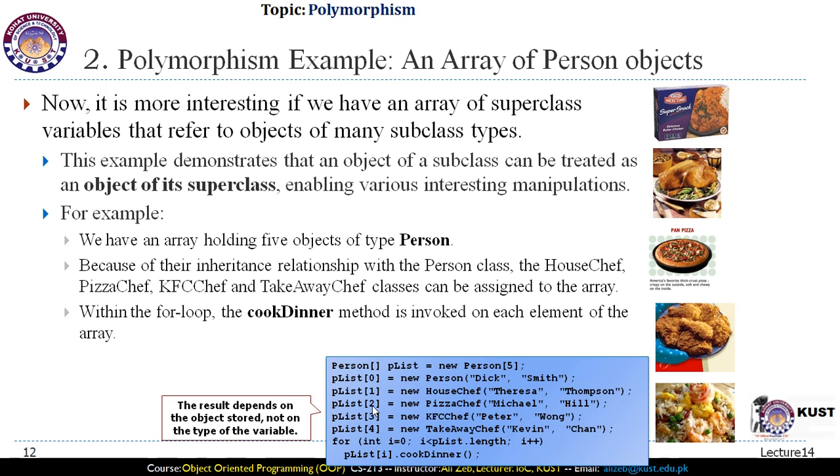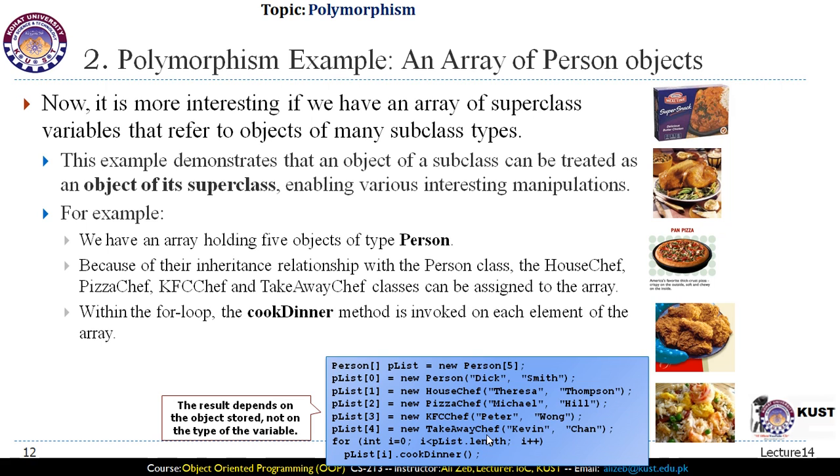And the reason for that is the object of the subclass is an object of the superclass, and we can hold the objects of the subclasses in a variable of the type of the superclass, which in this case is the person class. And all of this is possible because of the inheritance relationship. We said that an inheritance relationship is a relationship where a subclass is a superclass, and in this case a person is a person, of course, but a house chef is a person because a house chef is a subclass of the person class.